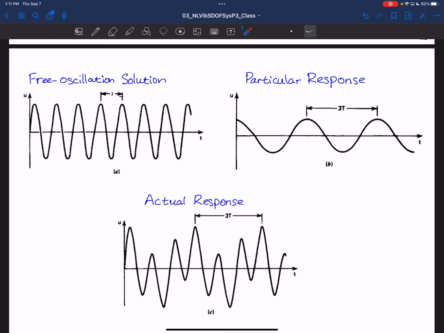So on the top left is the free oscillation solution at a period of T. And next to it we have the particular response, which is at the forcing frequency. What you would actually measure and see, or if you were to simulate it, what you would actually see in the displacement is shown in the bottom middle, which is a combination of these two terms. So despite it being a single degree of freedom system and you're forcing it at only one frequency, we get back a multi-frequency response, and that is purely due to the nonlinearity that exists in this system.